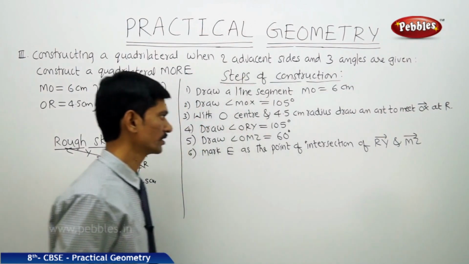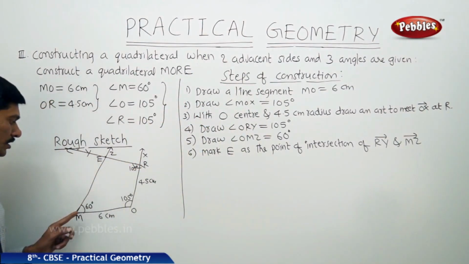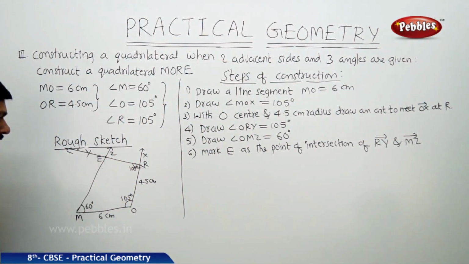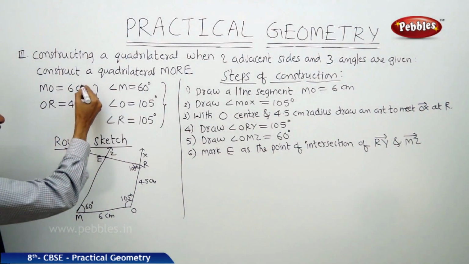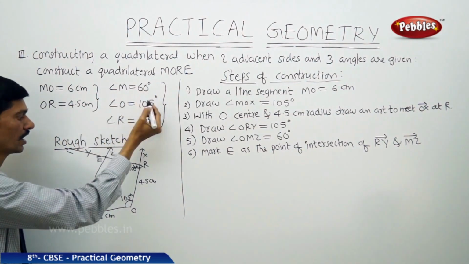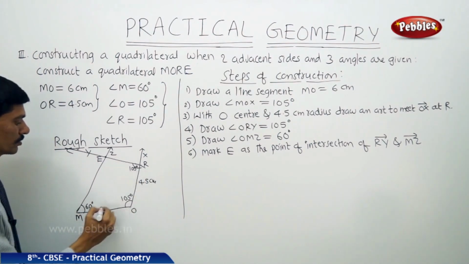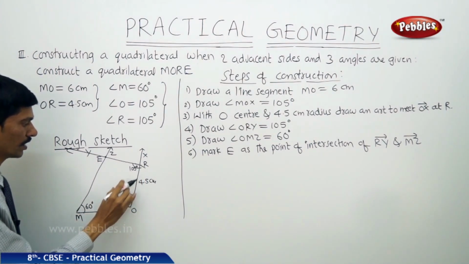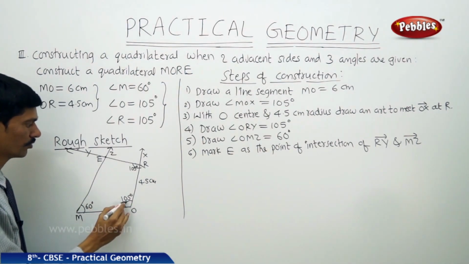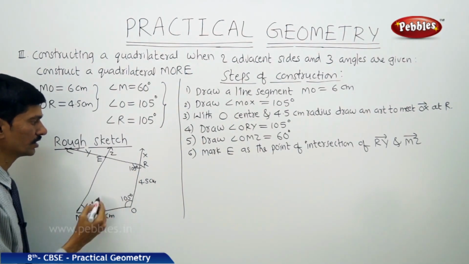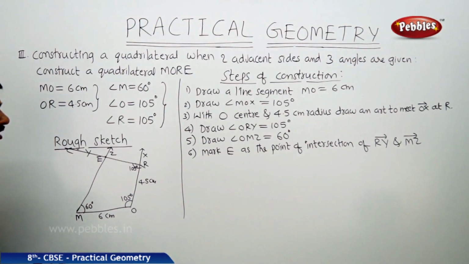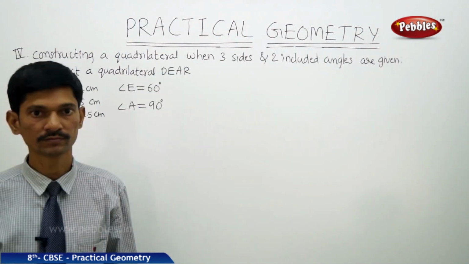So hence the required quadrilateral MORE is constructed. So when the two adjacent sides and three angles are given, here MO and OR are the two adjacent sides, and angle M, angle O and angle R are the three angles of the given quadrilateral MORE.